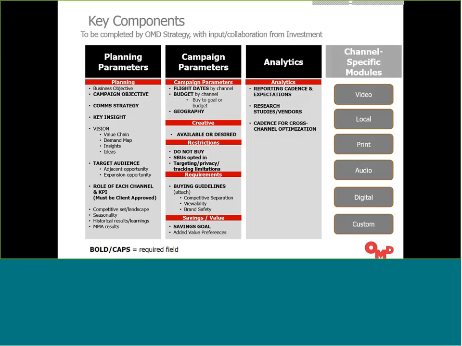The next section we have is campaign parameters. So that's all the campaign specifics such as flight dates, budgets, geographic implications, assets and creative that's available or desired, any buying guidelines or restrictions, as well as savings goal needs.